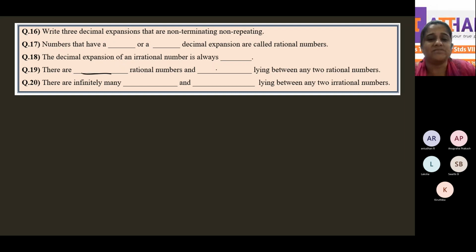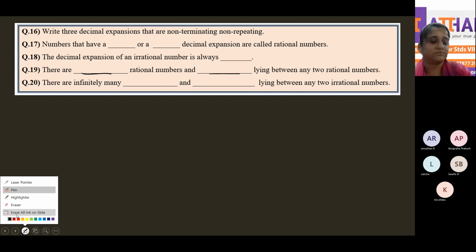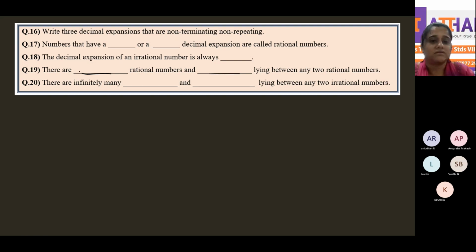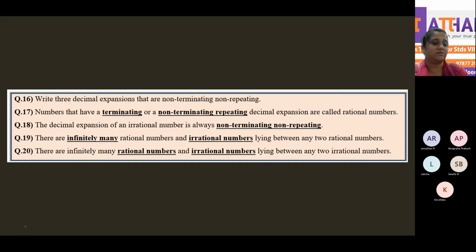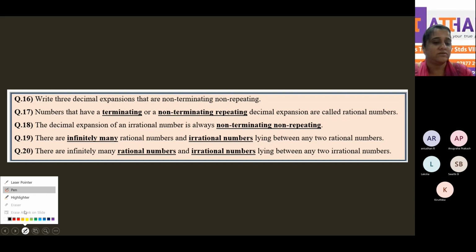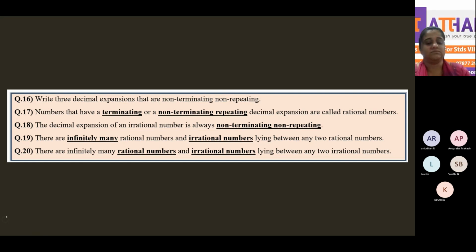There are dash rational numbers and dash lying between any 2 rational numbers. There are infinitely many rational numbers and infinitely many irrational numbers. Correct. There are infinitely many rational numbers and infinitely many irrational numbers lying between 2 rational numbers. So you can read this. These are the answers. Read them, children, for yourself. I'll wait for 3 minutes. Read.